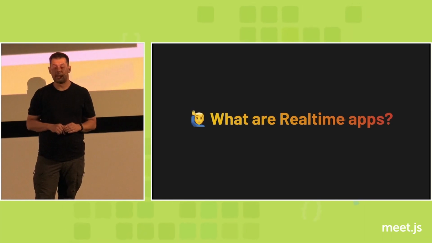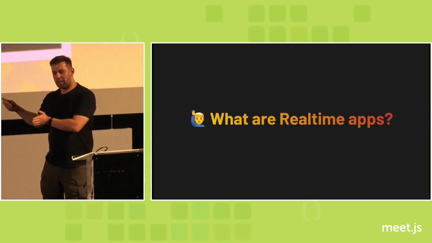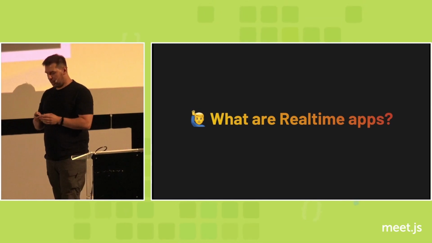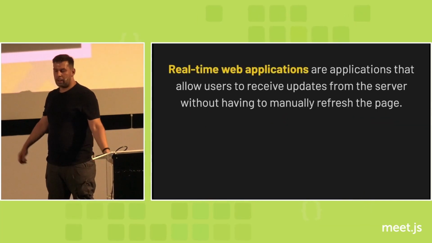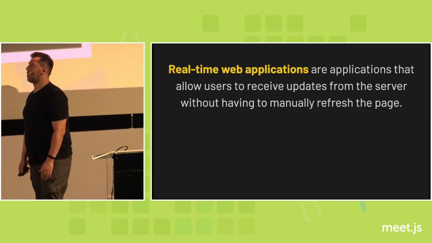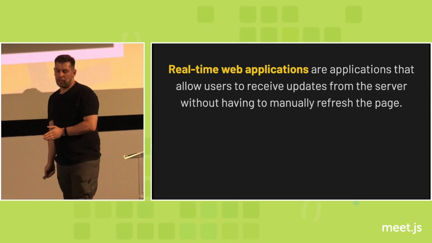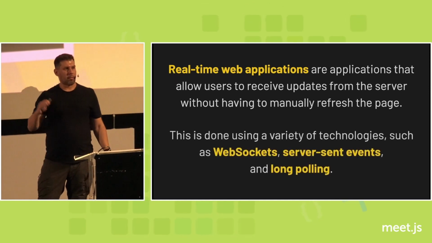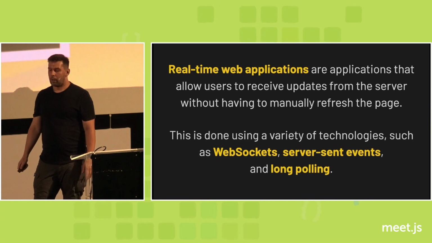What are real-time applications? Because we are creating front ends, we have interactive applications, but are they real-time? Not at all. From the definition, a real-time application is an application that allows the user to receive data from the server immediately. We have to send a request each time, right? And it can be done by a variety of techniques like WebSockets, server-sent events, or long polling.